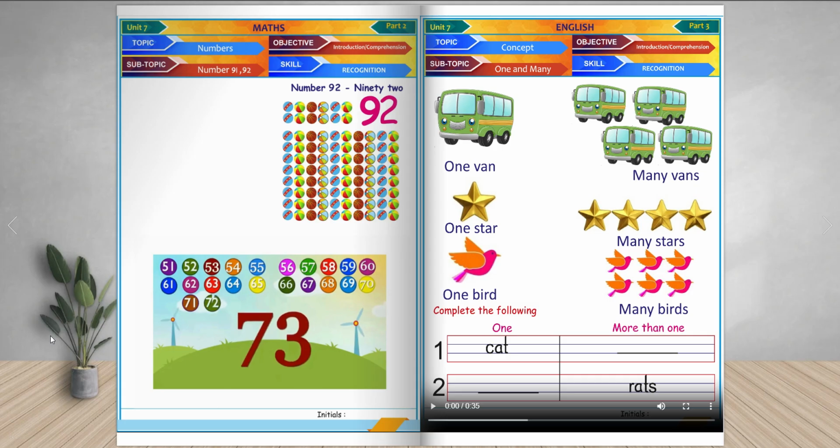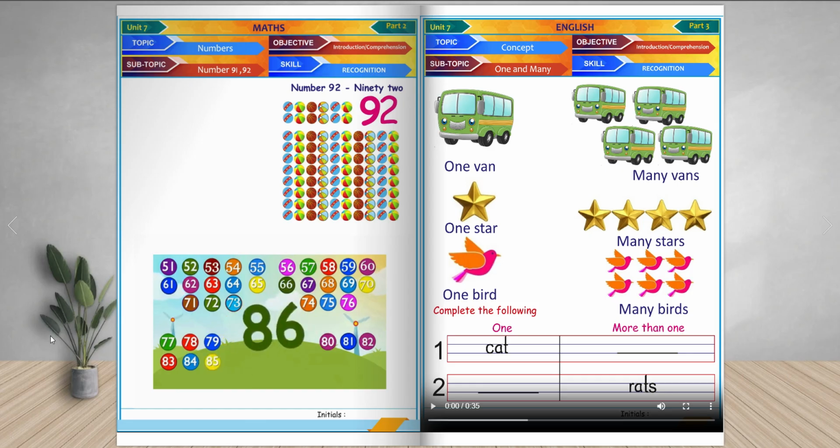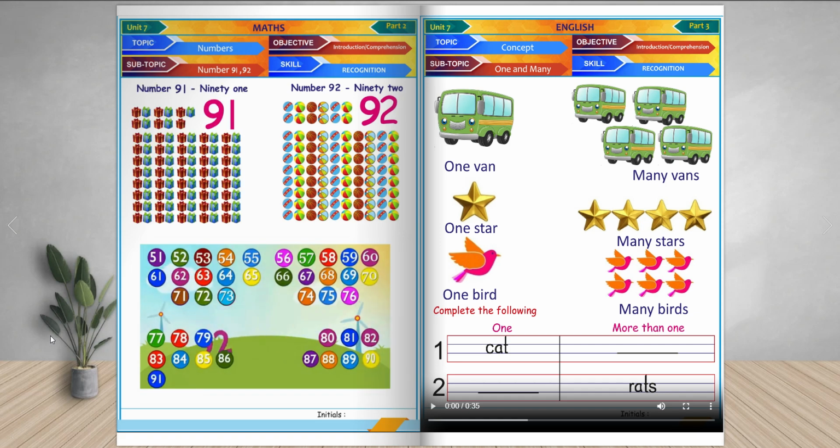72, 73, 74, 75, 76, 77, 78, 79, 80, 81, 82, 83, 84, 85, 86, 87, 88, 89, 90, 91, 92. Write the number.